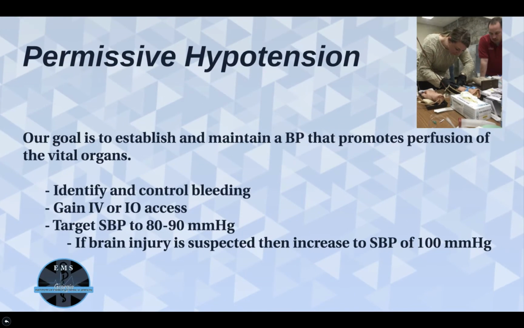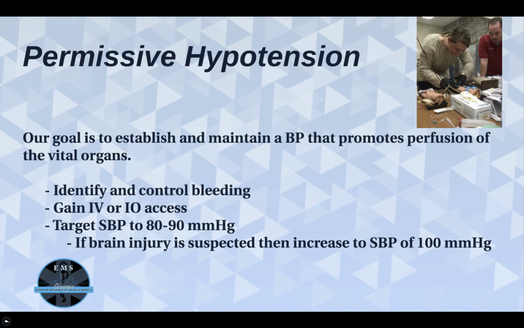So let's talk a little bit about permissive hypotension. Like I said earlier, our goal is to establish and maintain a blood pressure that promotes perfusion of the vital organs. It's not about us getting a good number. It's not about us getting that 120/80. These patients may be just fine at 86/40.